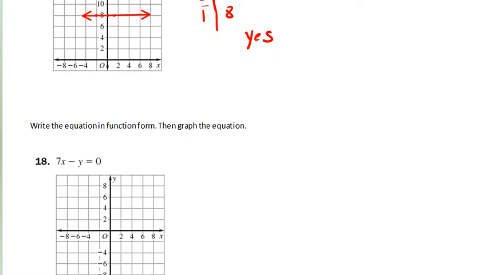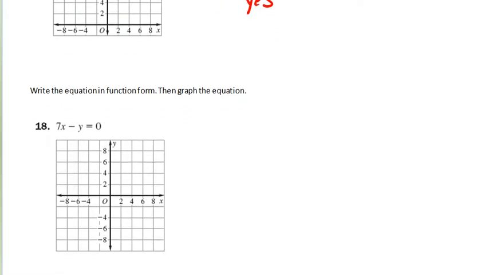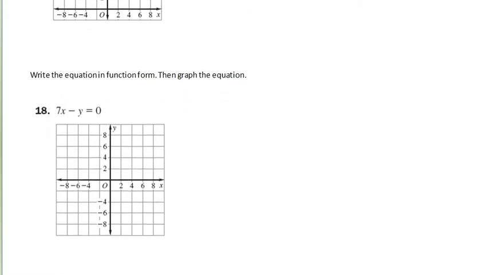For this next part, it says write the equation in function form, then graph the equation. First of all, let's define what function form is. When an equation is in function form, it's in terms of y. So it's y equals ax plus b. This is the form for function form. So I have to rearrange this so that it's in function form.